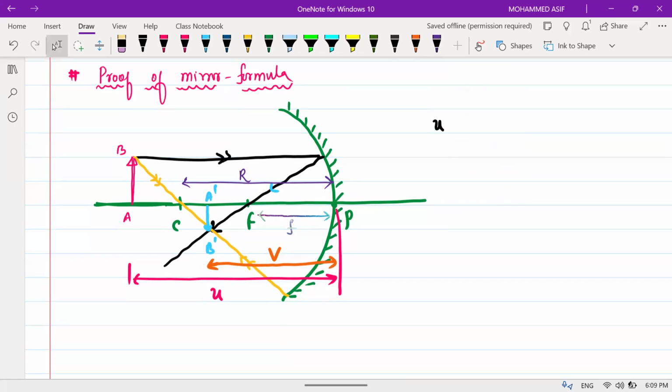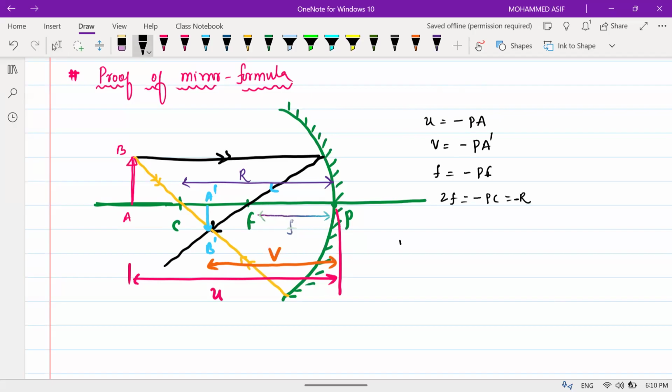u will be equal to, tell me anyone, minus of P to A, pole to A. Image distance v will be equal to minus of P to A dash. Focal length will be equal to minus of PF, isn't it? And 2f will be equal to the radius of curvature, that is minus PC. This will be equal to minus of your R.